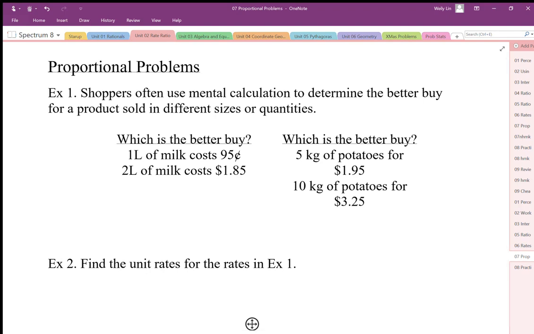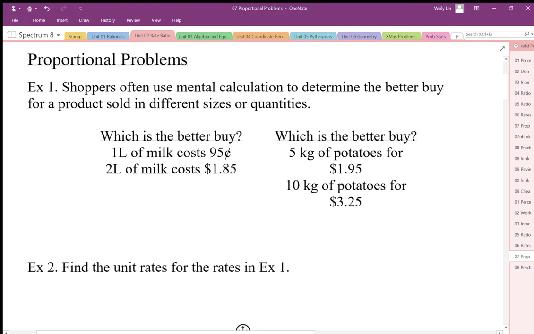So we often use proportional reasoning to help us in our day-to-day lives. One of the things that we can use proportional reasoning for is when we're out shopping and we're trying to determine when things are a better buy. So if I want to compare some products, I can compare their rates.